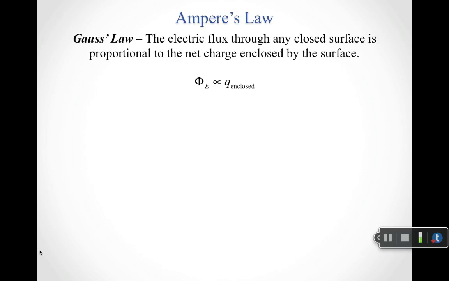Because of how analogous these situations are, let's step back and remind ourselves what Gauss's law was again. So we said that Gauss's law told you that the electric flux through any surface is proportional to the net charge enclosed by the surface. And so we wrote that as well: the electric flux is proportional to the enclosed charge.